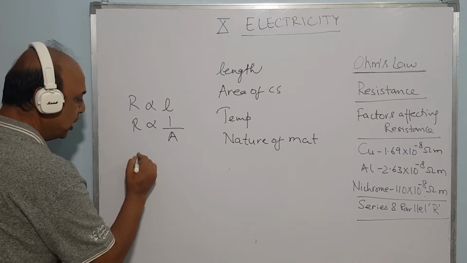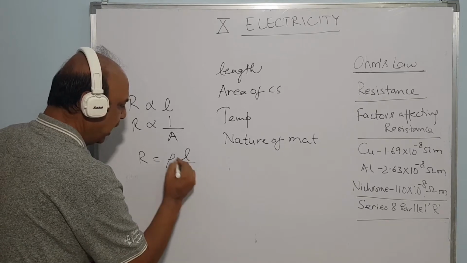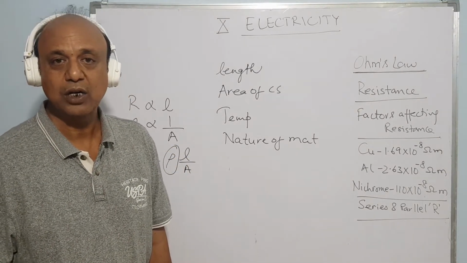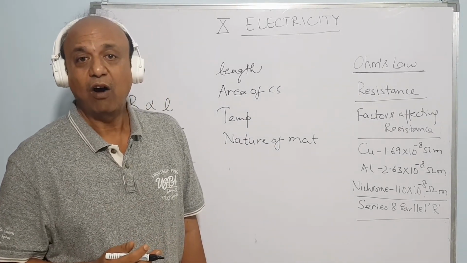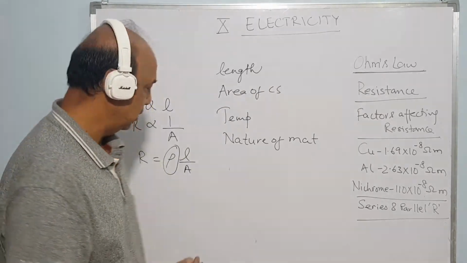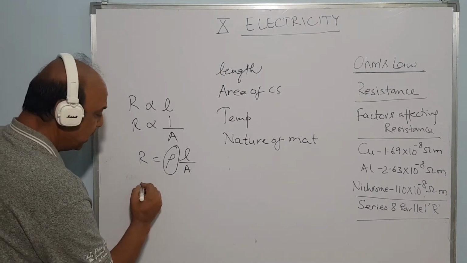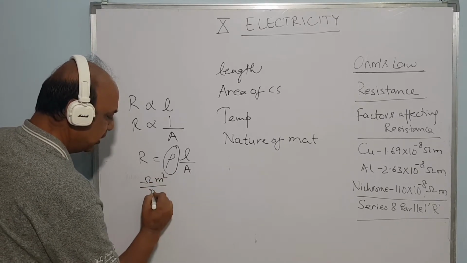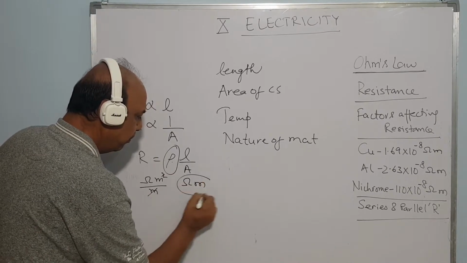On removing the proportionality sign, we get R is equal to rho L upon A, where rho is a material specific constant. We call it the specific resistance or resistivity of a given material. Now, unit of R is ohm, area is meter square upon meter. So, unit of rho is ohm meter.